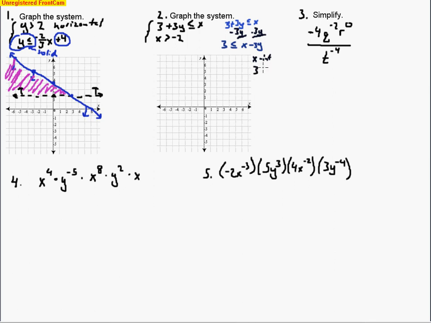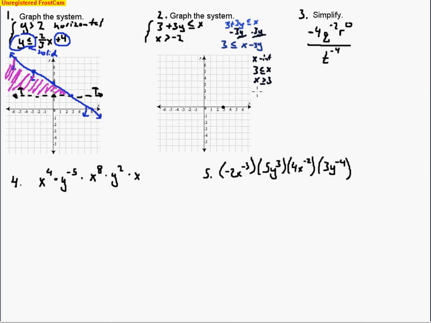Now I can rewrite it this way: 3 is less than or equal to x, or you could read it the other way, x is greater than or equal to 3. Notice I switched the inequality sign because I want to keep the open portion of the inequality towards the x. So I'm going to go over 3 spaces on the x-axis and put a dot.